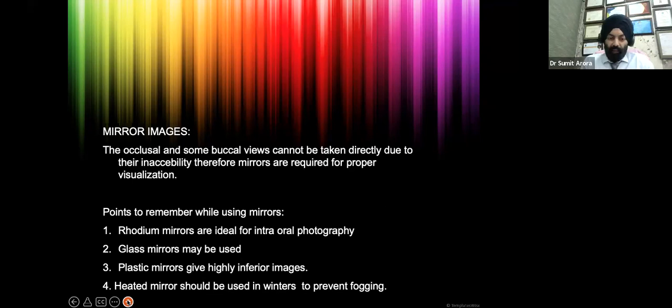The second is glass mirrors. If you are using glass mirrors and fog is annoying you, you can use a three-way syringe and put the air on that so that you will get the time to click the photograph. Otherwise, use rhodium mirrors and there is no fogging over them and you can get beautiful pictures. Plastic mirrors are inferior, there is no point, and heated mirrors are also available which prevent fogging, but they are expensive, so it's of no use.